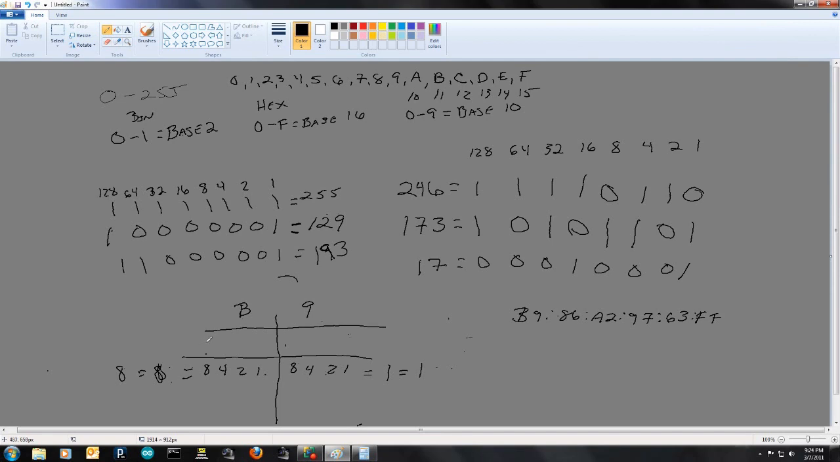Okay, once again, is 11 divisible by 8? Yes, it's divisible by 8. There's our 1. How many is left over? 3. Is 3 divisible by 4? No. There's a 0. Is 3 divisible by 2? Yes. 1 with 1 left over. Is 1 divisible by 1? Yes. So B is represented as 1, 0, 1, 1. Or it's 11, so we have 8, 9, 10, 11. And we'll do another one of these as well.